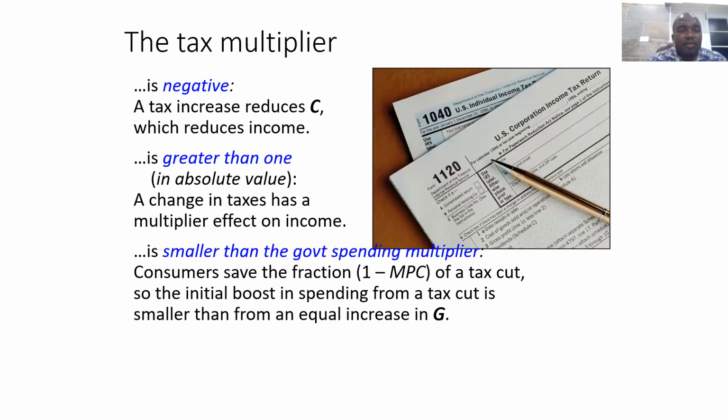So the tax multiplier, number one, is negative. A tax increase reduces consumption, which reduces national income. It is greater than 1 in absolute terms when we ignore the sign. A change in taxation has a multiplier effect on national income, which is just in the opposite direction, or in a negative direction. But it is smaller in absolute terms than the government spending multiplier. Consumers save the fraction 1 minus MPC of a tax cut. So the initial boost in spending from a tax cut is smaller than from an equal increase in government expenditure.